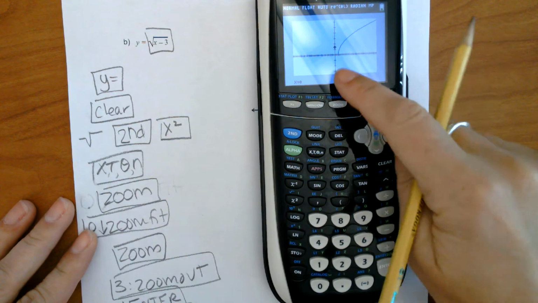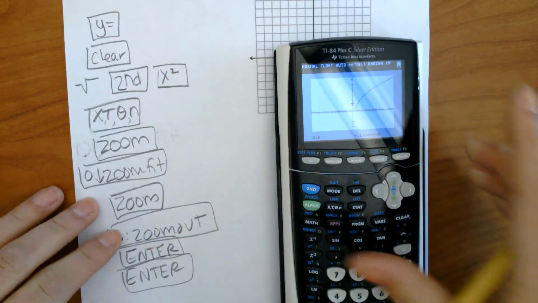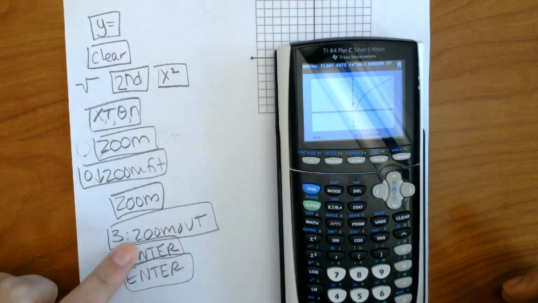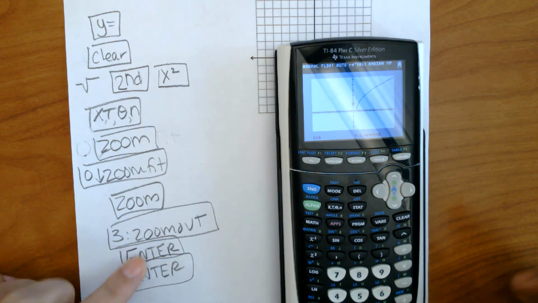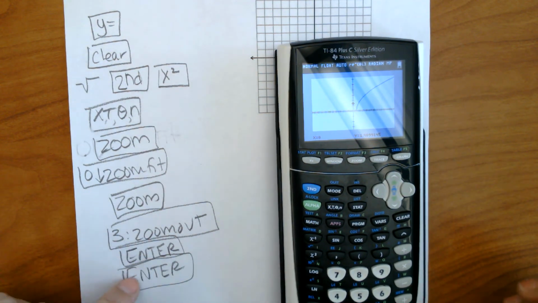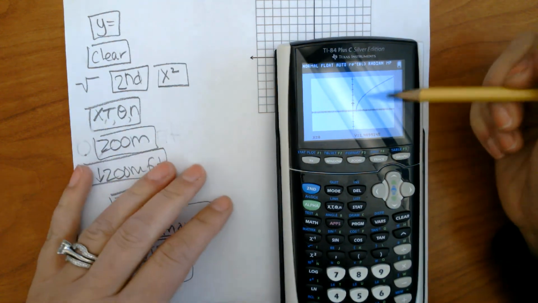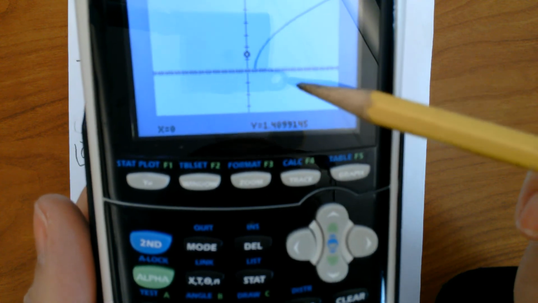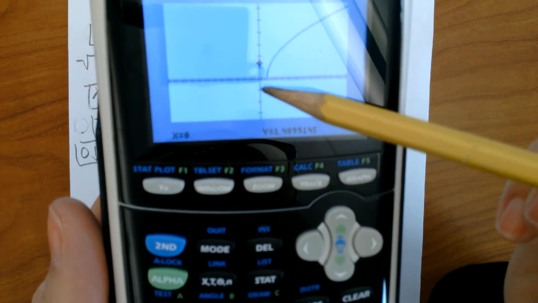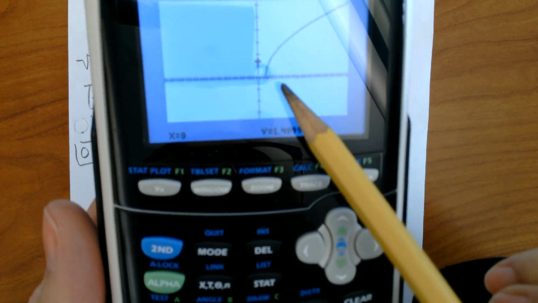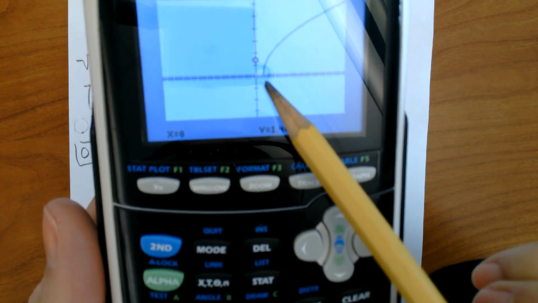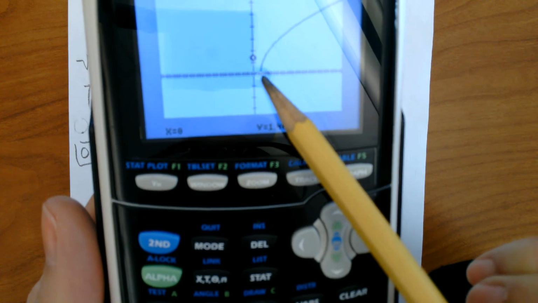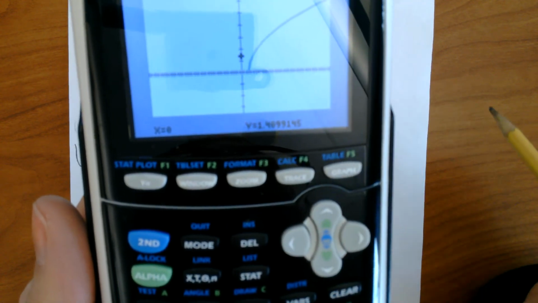So what I did to get this graph is I pressed zoom, and then I went to 3, zoom out, and you have to press enter twice. This is where a lot of people are like, the calculator's not doing anything. That's because you didn't press enter twice. So looking at this graph, and I'm going to zoom in for you guys, I am just going to look to see where it intersects the x-axis, and it looks like it's at the third line, and then it just comes out and up.